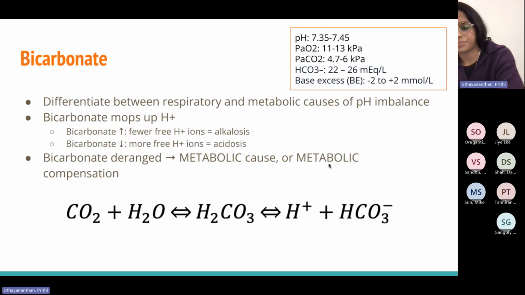So the bicarb gives you an idea of the metabolic picture, and it helps you differentiate between respiratory or metabolic causes of the pH imbalance. Like I put on the slides, the bicarb mops up the hydrogen ions. So if there's more bicarb, there'll be fewer free hydrogen ions, which means the blood will be alkalotic. Whereas if the bicarb is low, there are more free hydrogen ions, so it's going to be acidotic. Again, if there are changes in pH coupled with changes in bicarb, then more often than not, that's a metabolic cause.